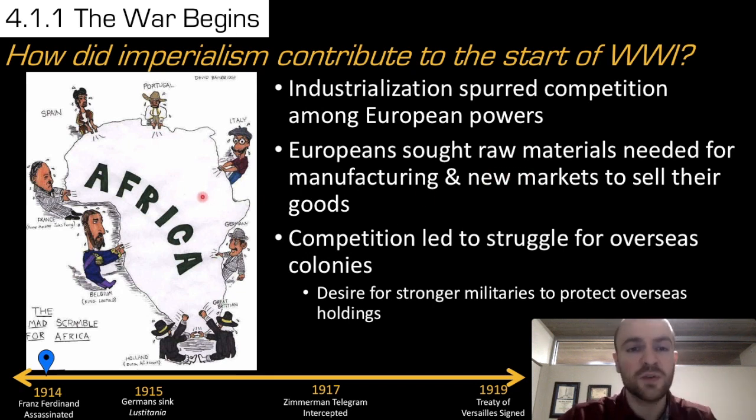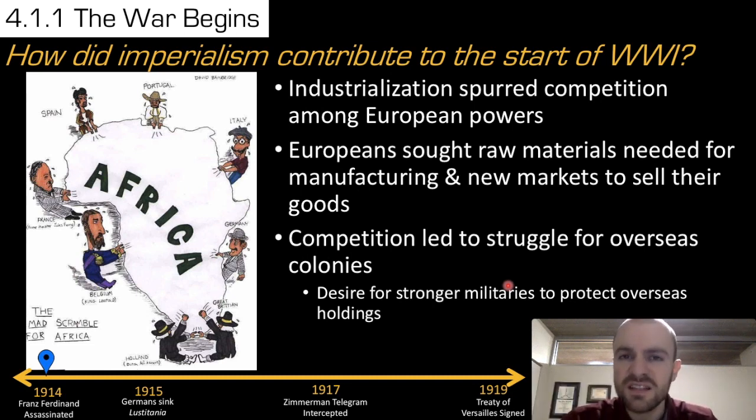So here you can see imperialism illustrated, where you have Spain, France, Belgium, Holland, Great Britain, Germany, Italy, Portugal. They're all competing for resources in the continent of Africa. They're all kind of tugging at Africa. They want Africa to themselves because all of these countries are trying to carve up the African map and stake their claim to the raw materials in African countries. So there was a desire for stronger militaries to protect overseas holdings.